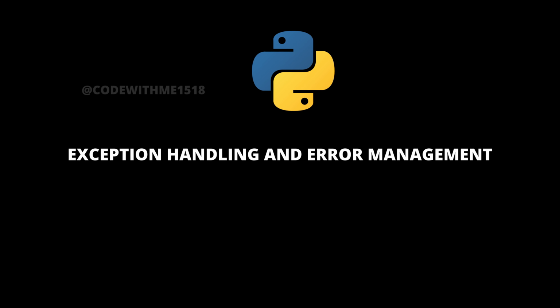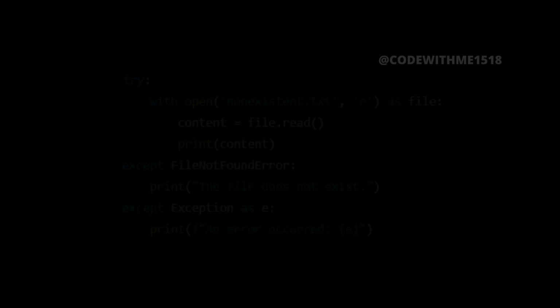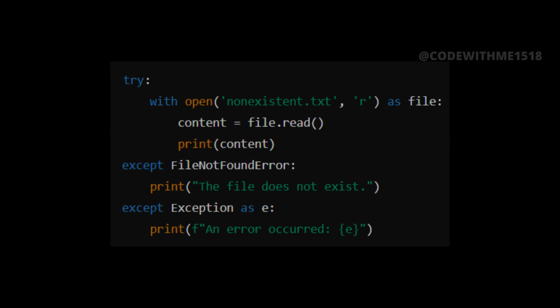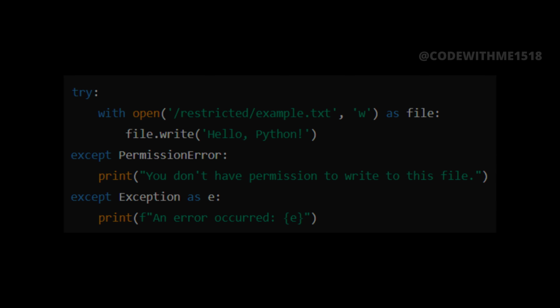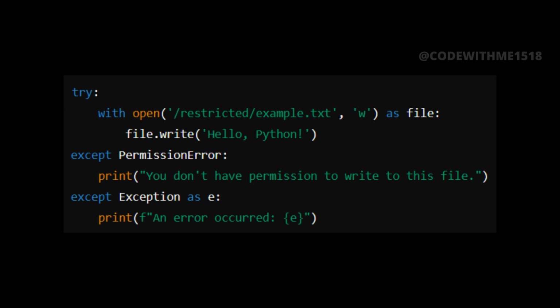Finally, let's talk about exception handling and error management. Proper error handling ensures your program can deal with unexpected situations gracefully. Here's how you can handle exceptions when working with files. In this example, we use a try block to attempt reading from a file. If the file doesn't exist, a file not found error is raised, and we handle it with an except block. You can catch multiple specific exceptions or a general one. You can also handle errors when writing to a file.